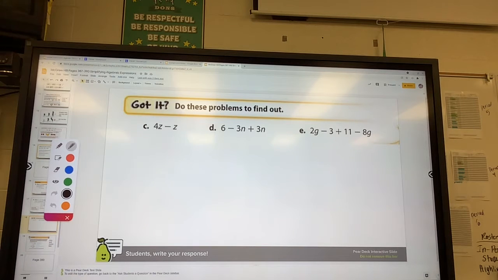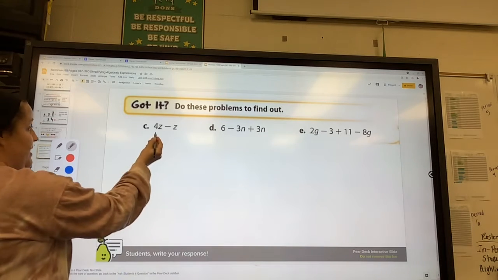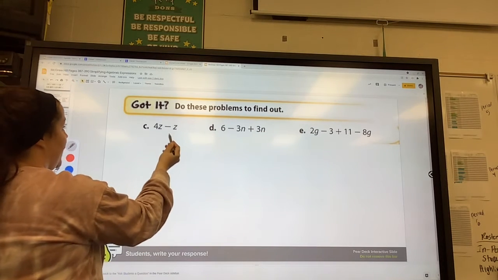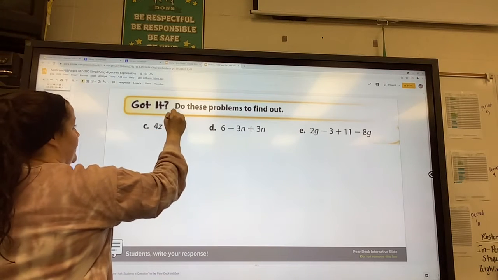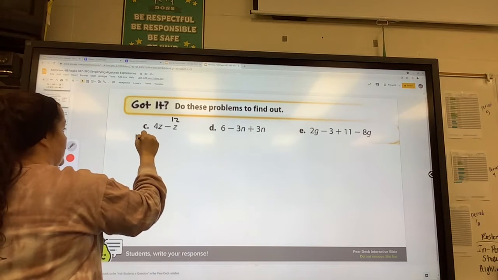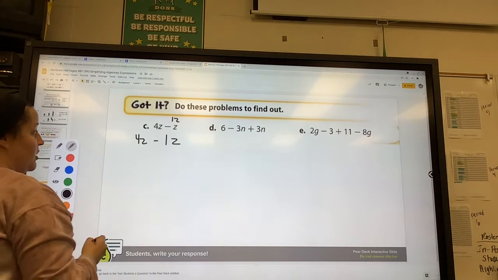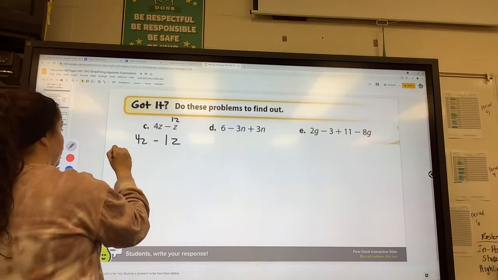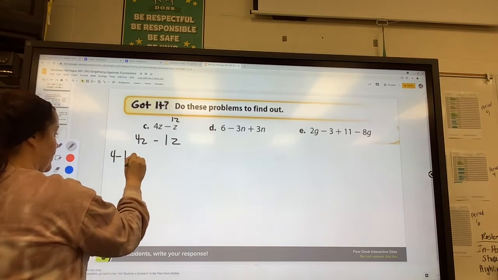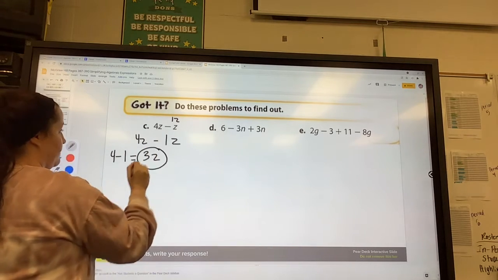Okay, so in this we're going to be simplifying them to the simplest form possible. So the first thing I see is 4z minus z. Well, remember, z means 1z, right? So 4z minus 1z. When you're subtracting variables and a coefficient, you only subtract the coefficients and you keep the z. So it's 3z.